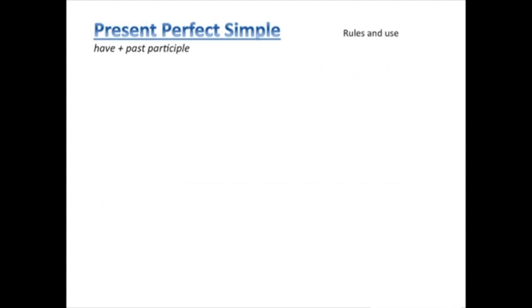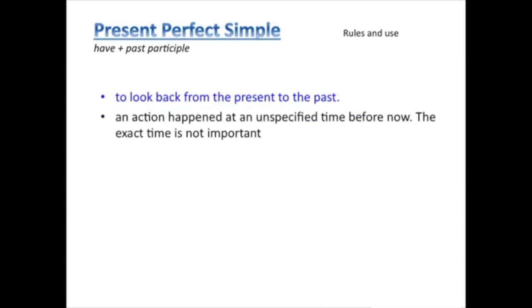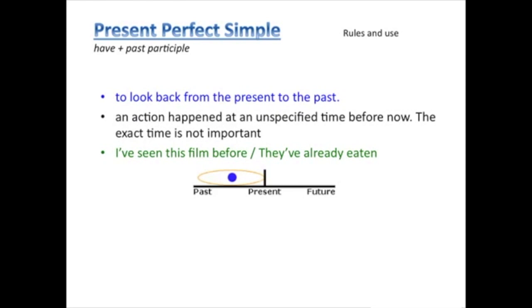The rules. The present perfect is used to look back from the present to the past. It is an action that happened at an unspecified time before now, and the exact time is not important. I've seen this film before, or they've already eaten. Here, it's an activity in the past, but it connects to the present.